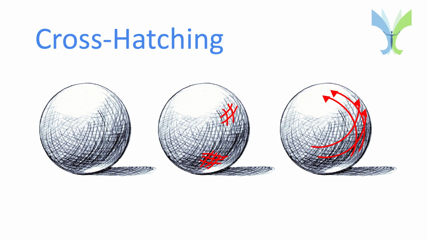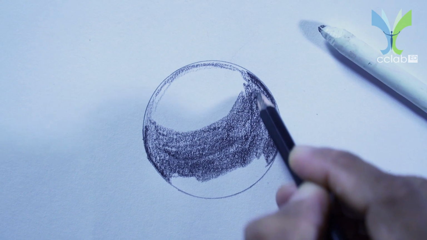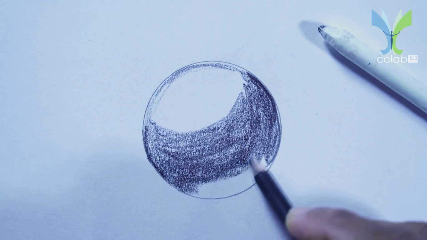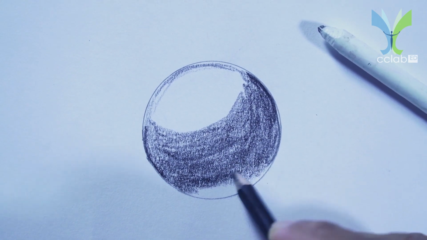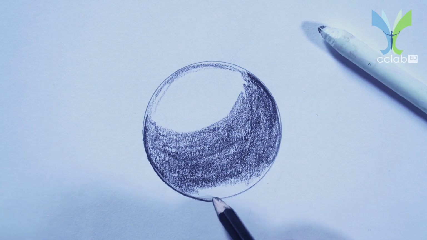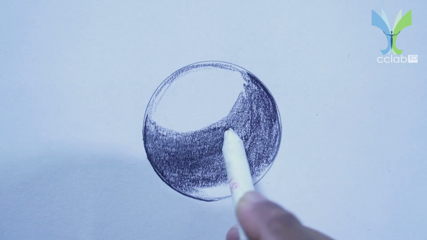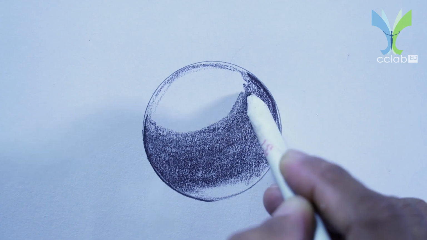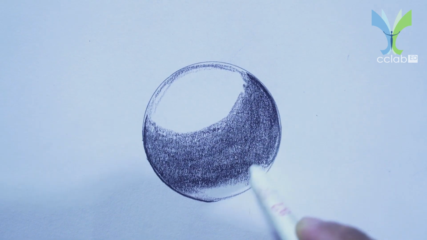Cross hatching. Lines cross over each other. The density at which the lines cross over each other determines the value that is produced. Blending. Smooth gradations of value are produced either by adjusting the amount of pressure applied to the medium or by using a blending tool such as a blending stump.